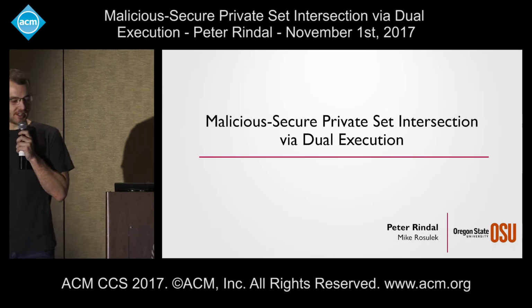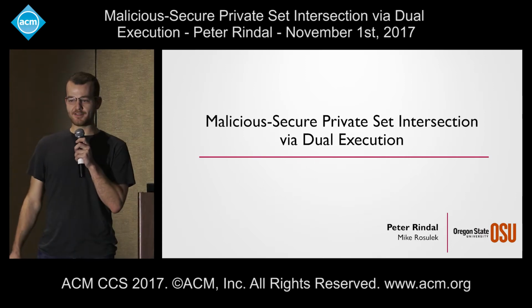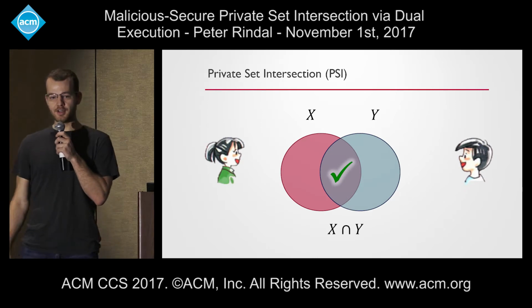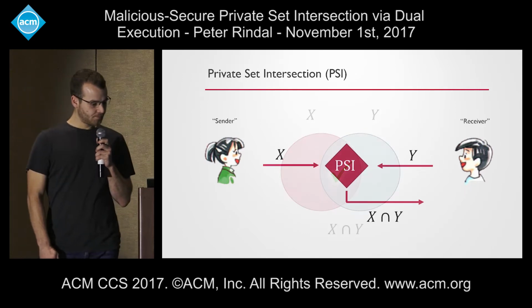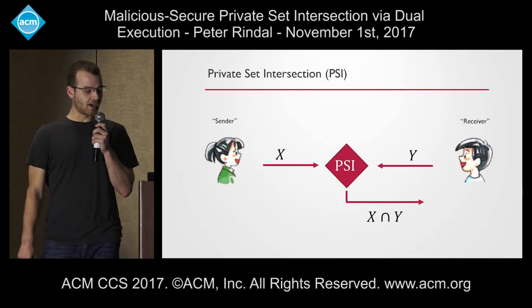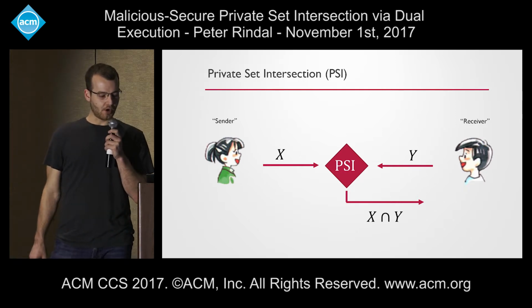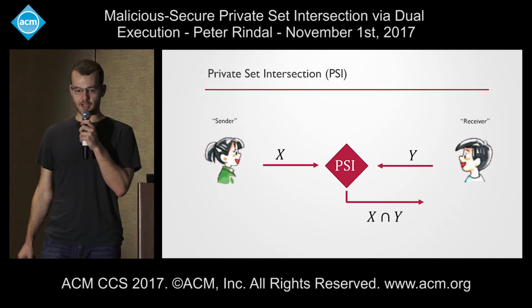So private set intersection refers to the problem, typically with two parties, where they each hold a set, X and Y, and they wish to learn which items are in common to their two sets, while at the same time hiding items that are unique to only their set. So in this talk, I'll refer to a sender and a receiver, and we'll just assume that only the receiver learns any information at all, and the sender learns nothing.